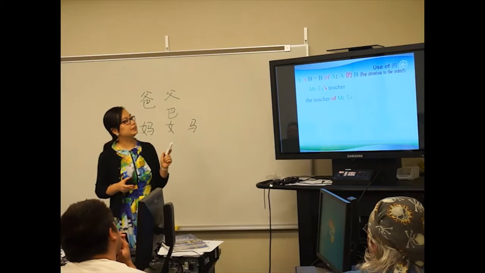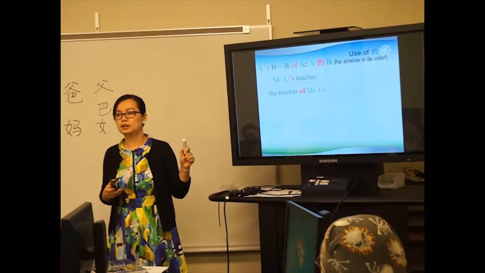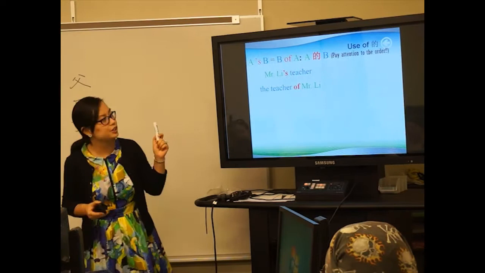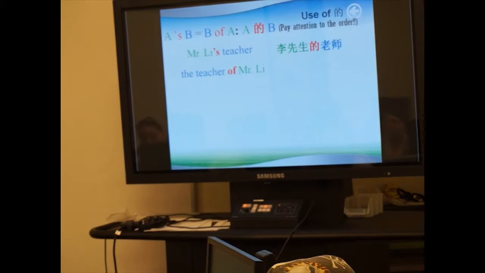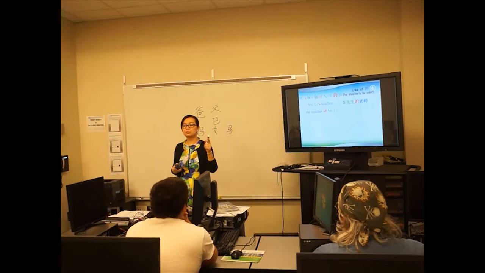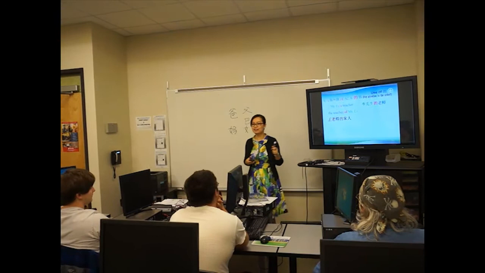Okay, so look at this example. Mr. Li's teacher, or the teacher of Mr. Li. Which is the right way to say it in Chinese? Which should be put first? Mr. Li. So what is Mr. Li? Li Xiansheng. Particle 的. And teacher. Lao Shi. Excellent. Li Xiansheng 的 Lao Shi. Okay. Let's have another try. What is Teacher Wang's family people? Wang Lao Shi 的 Jia Ren. Excellent. Wang Lao Shi possessor, possessed.